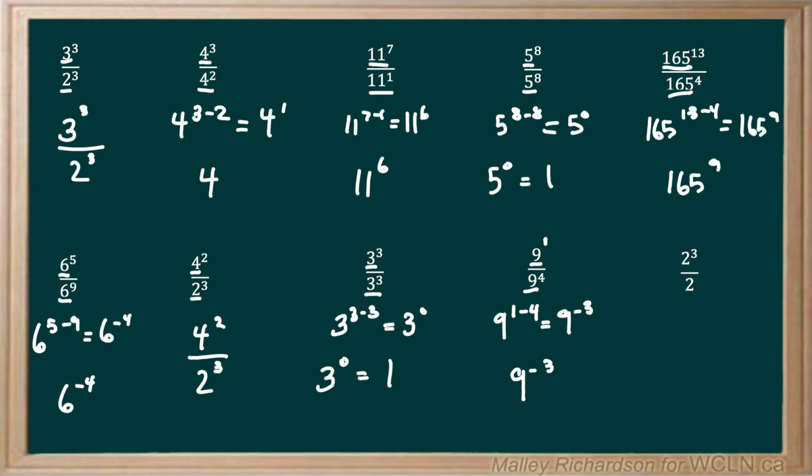Now looking at our final example, we have 2 to the power of 3 divided by 2. Now this bottom 2 has no exponent, so we can assume that the exponent is 1. They both have the same base of 2, so now we'll just work on subtracting our exponents. We have 2 to the power of 3 minus 1. 3 minus 1 gives us 2, so we have 2 raised to the power of 2, and our final answer is 2 squared.